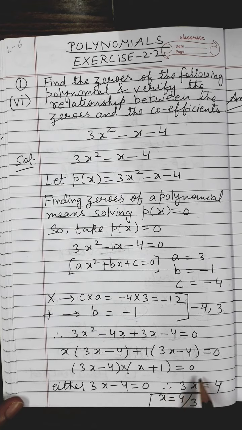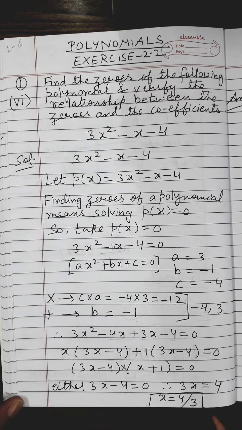The product of two terms is 0 when? When either the first term is 0 or the second term is 0. So I write either 3x minus 4 equals to 0. Solve this. For x you will get 3x equals to 4, or x equals to 4 upon 3. This is your one value of x. Second, x plus 1 equals to 0.